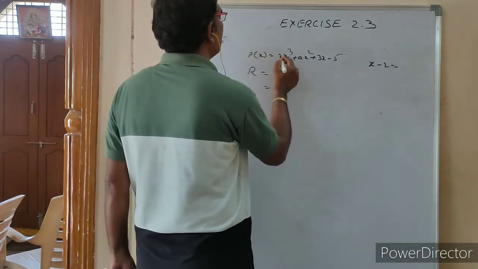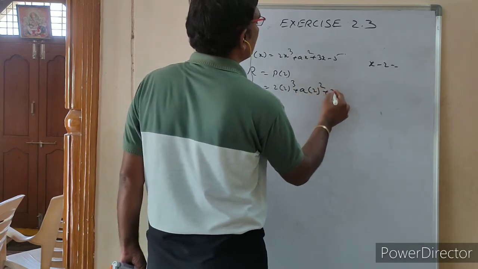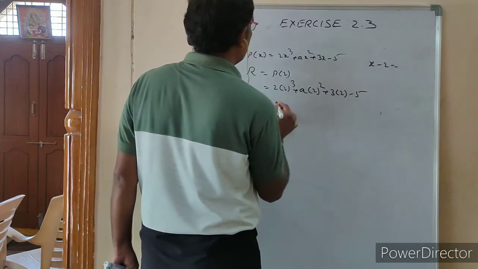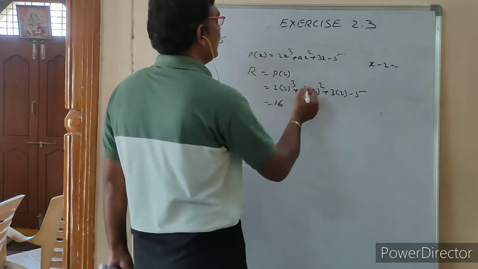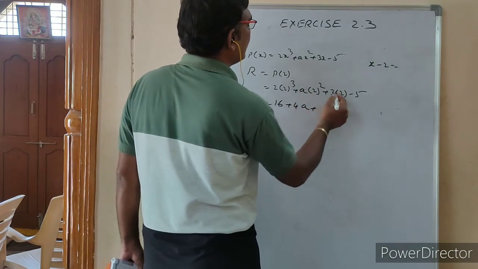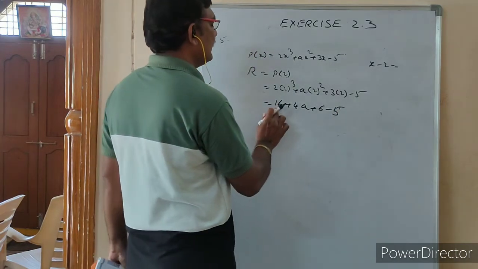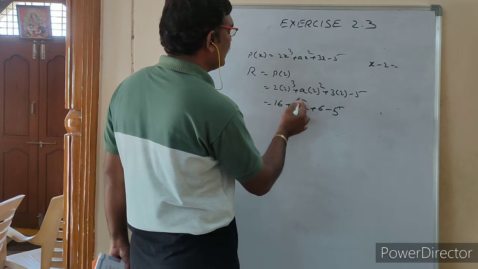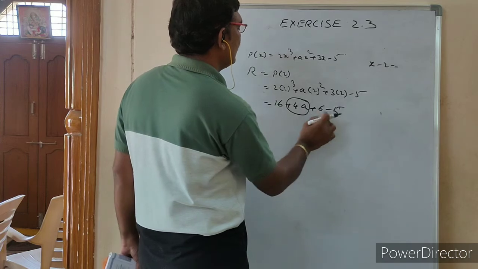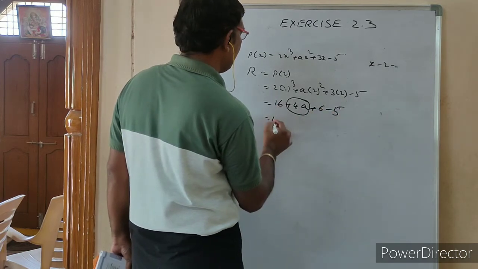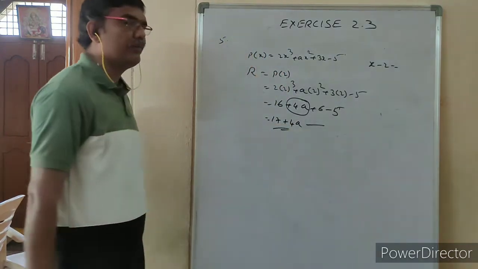P of 2 means in place of x substitute 2. 2 into 2 cube, a into 2 square, 3 into 2 minus 5. 2 cube into 2 is 2 power 4, 2 power 4 means 16. 2 square is 4, 4a. 3 into 2 is 6, minus 5. Now numbers: 16, 4a is one term only; it is having alphabets. These three are constants. 6 minus 5 is 1. 1 plus 16 is 17. 17 plus 4a is there. It is the remainder. We don't know the value of a.